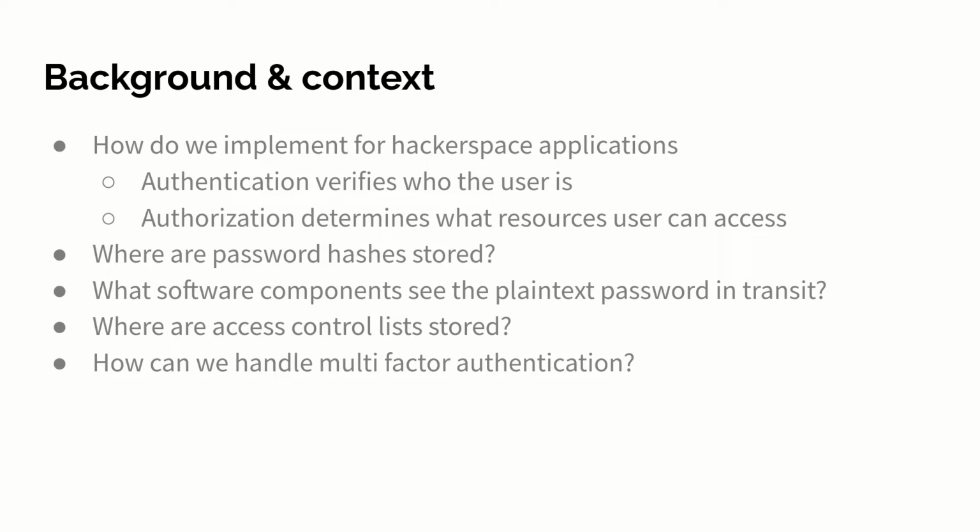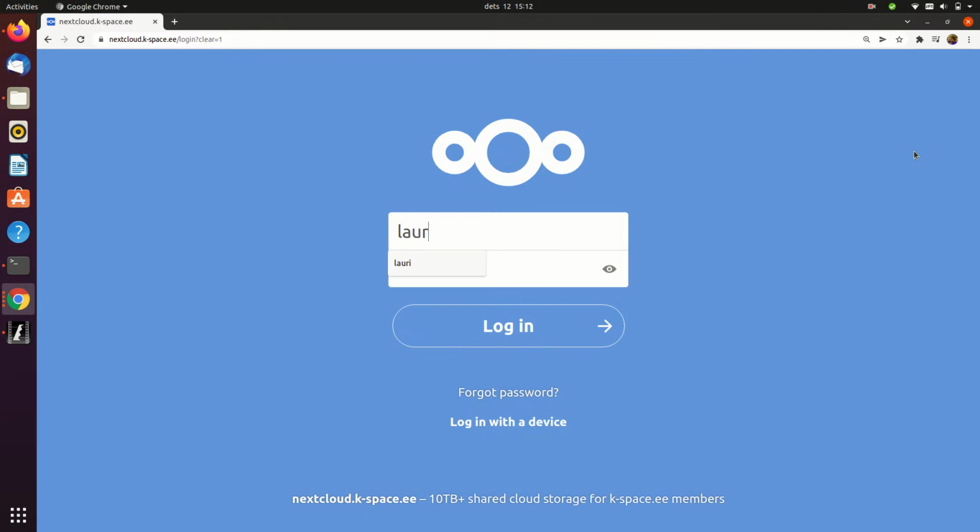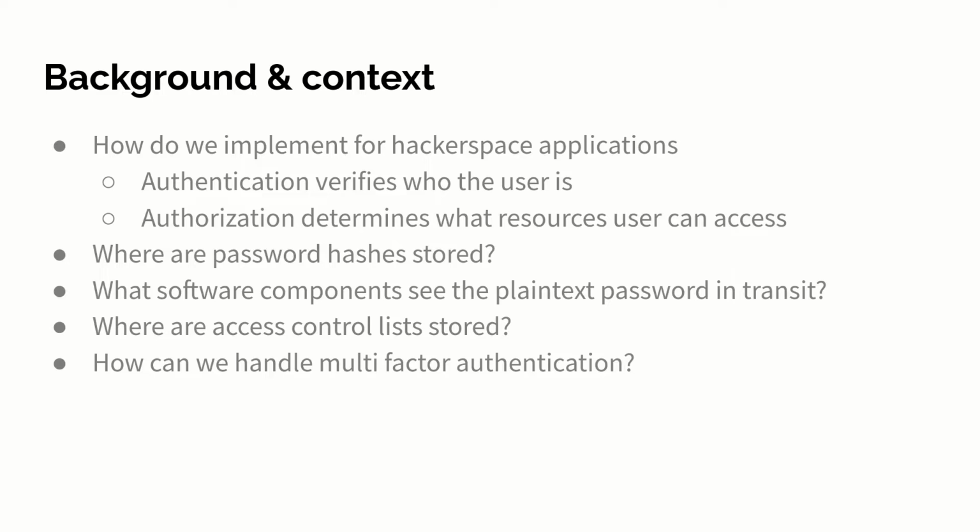Now, some of the core questions that you will have there is how do you implement authentication and how do you implement authorization? So first of all, authentication verifies who the user is, and authorization determines what resources a user can access. Some of the key questions include: where are the password hashes stored? What software components see the plaintext password in transit? And where are the access controls stored? And of course, nowadays, you shouldn't forget about multi-factor authentication.